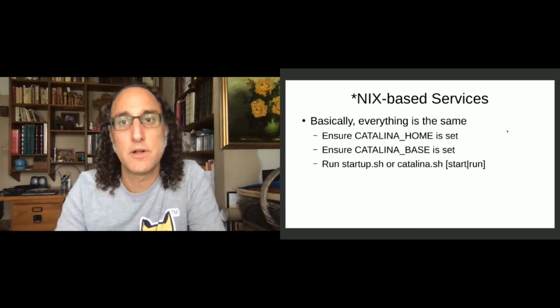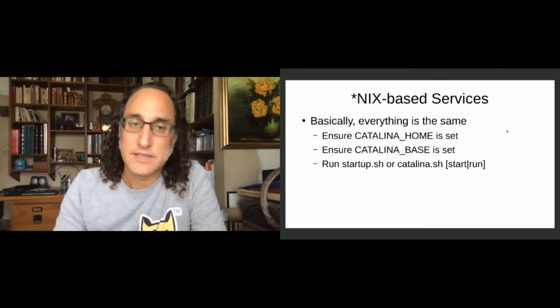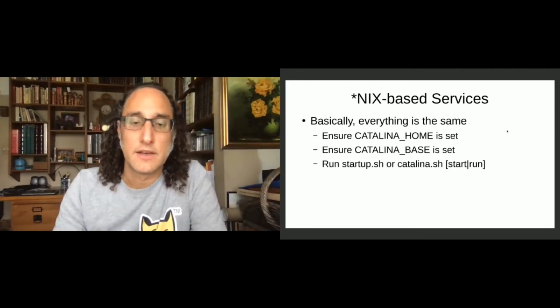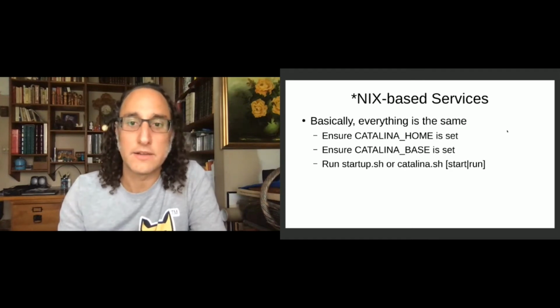To deploy multiple instances of Tomcat as services on a Unix type system, essentially everything is the same. Install Tomcat and ensure that the home directory is set, or the home environment variable is set. Install your configuration and applications into your Catalina base directory and set that, and then run either startup or Catalina, depending on which one you typically would use.